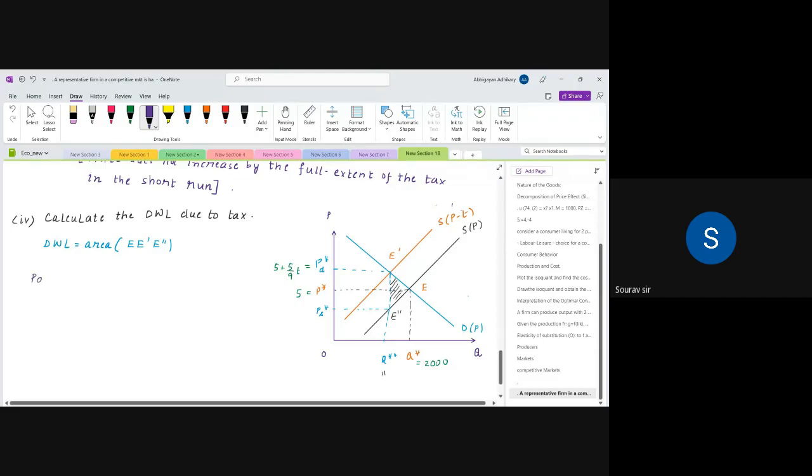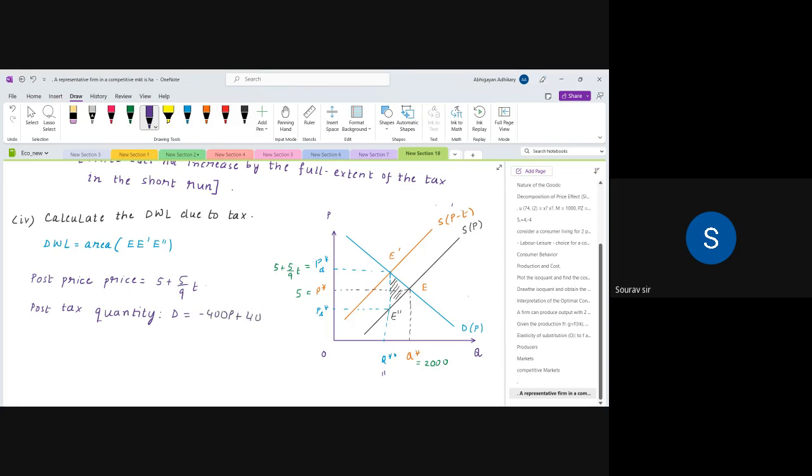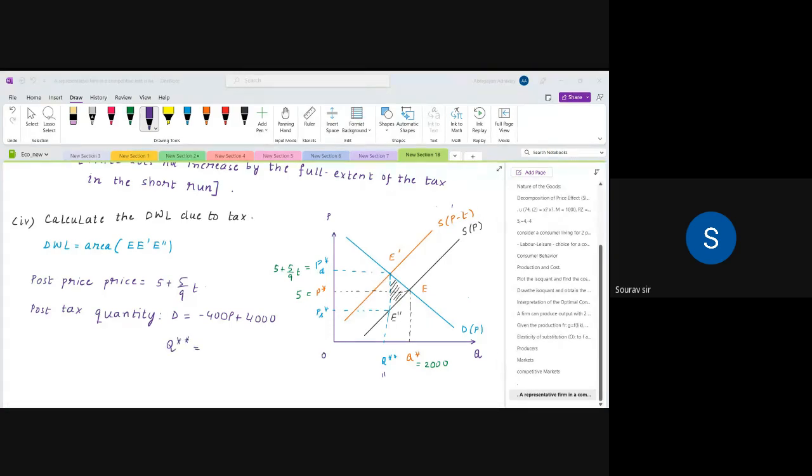So the post-tax price is 5 plus 5 by 90. In order to find out the post-tax quantity, I can simply substitute it in the demand or the supply function. The demand function would be relatively easier. Can all of you just put this and tell me what answer you're getting?